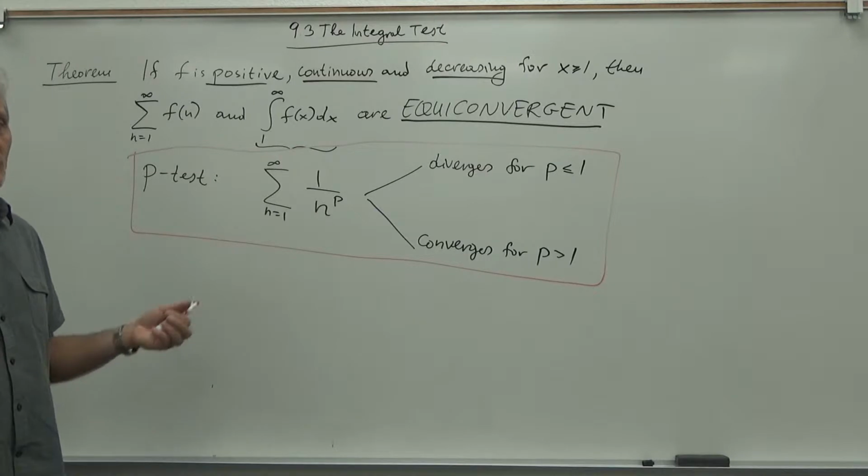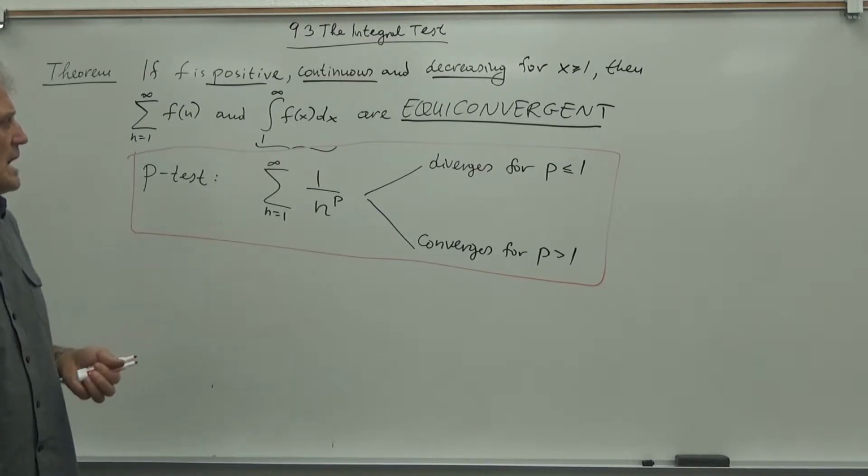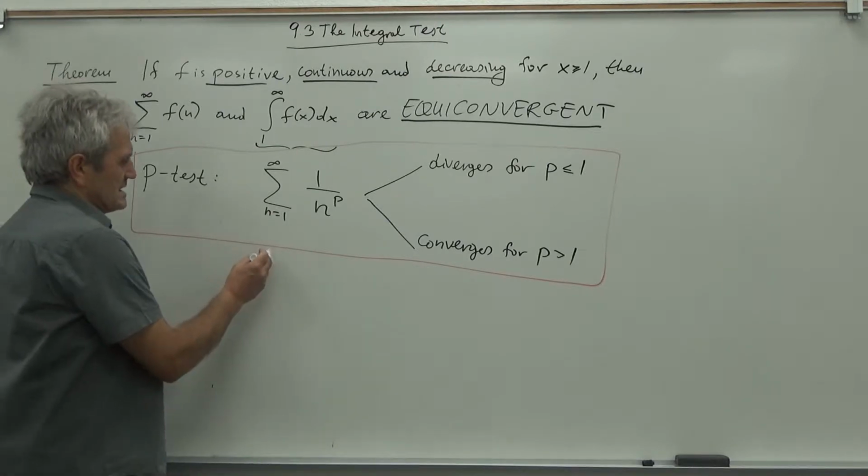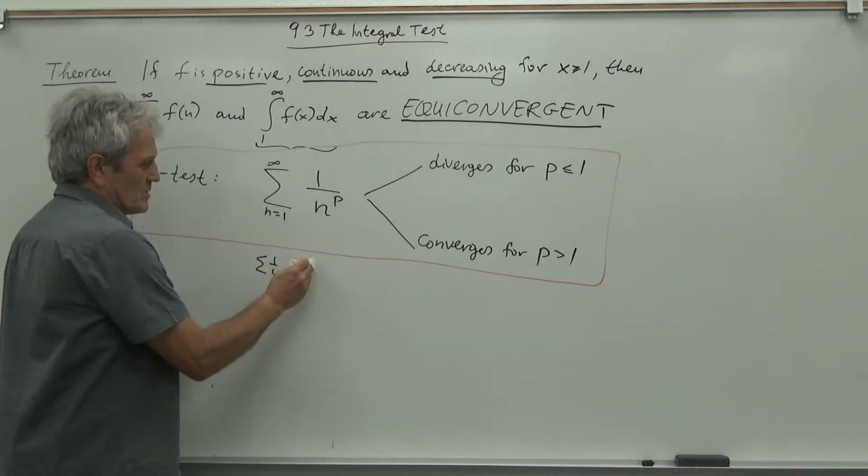I forgot a minute ago, by the way, to make a couple of comments while calculating this. What is it? The sum of 1 over n, that's the harmonic series.